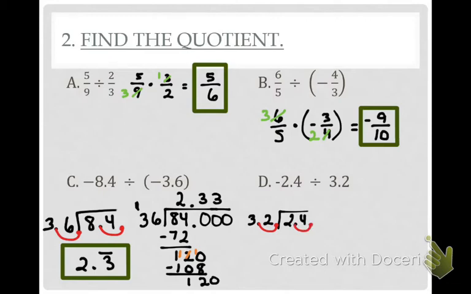Now, I want you to rewrite it. Remember, please do not do the work right here on this one. That's just showing me you've moved those decimal points over. Now, off to the side, we're going to do 24 divided by 32. Put your decimal point and add 3 zeros.